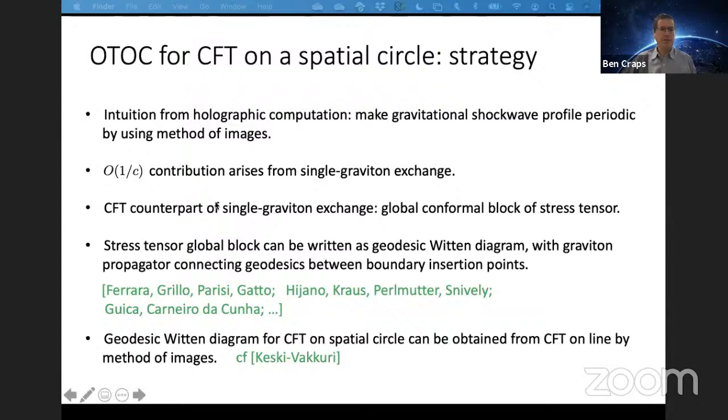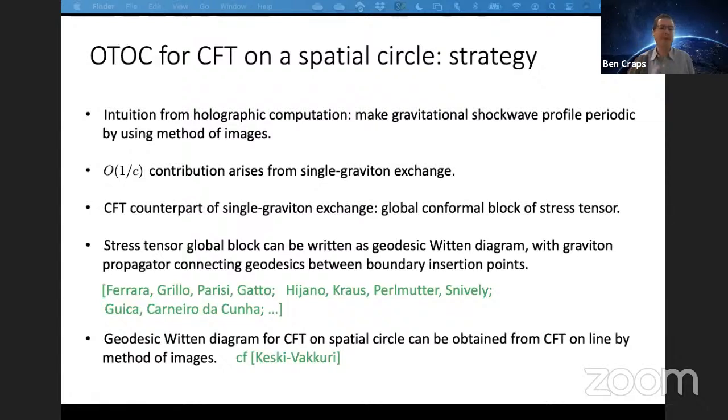Now, if you go to the order 1/c contribution, which we've just been discussing, then that contribution arises from single graviton exchange. As I mentioned, it comes from the global block of the stress tensor. So that's the CFT counterpart of single graviton exchange. So we should ask ourselves, at least if you're interested in this first term, about global blocks of the stress tensor.